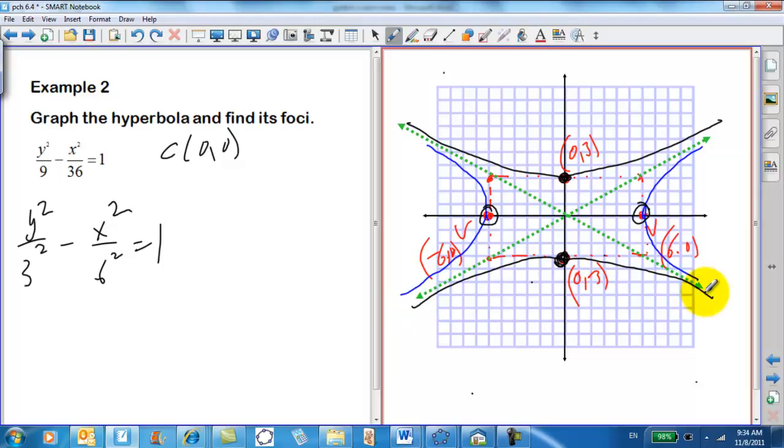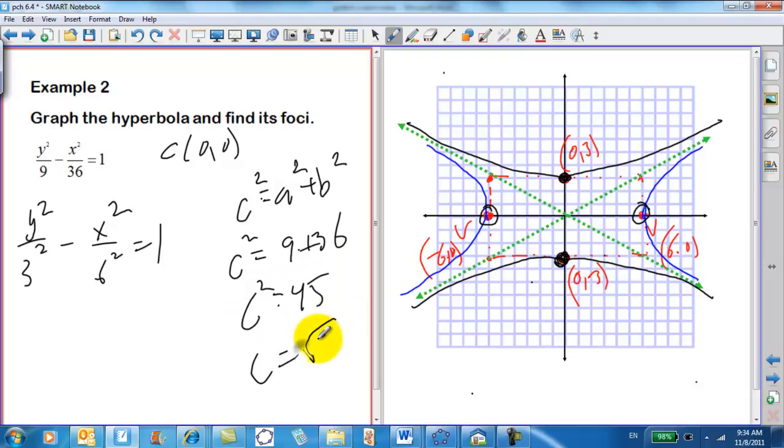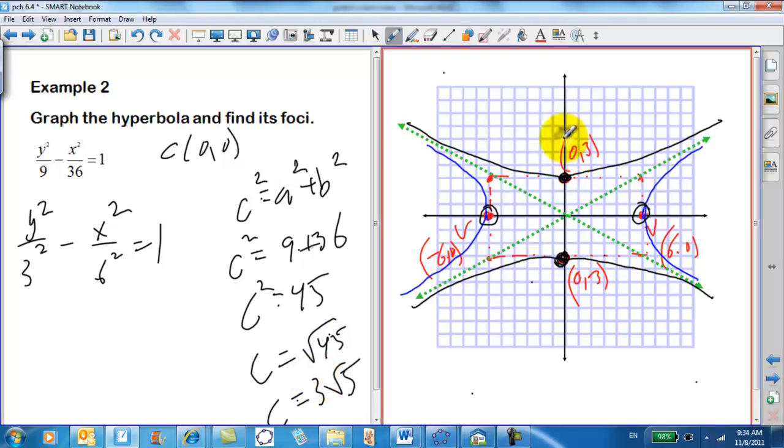And now you can see, where are the foci? That's right, we forgot to do the foci on both of these. C squared equals a squared plus b squared. So c squared equals 9 and 36, which is 45. And c is the square root of 45, or 3 square roots of 5. Puts you right around 6 something. So the foci, 1, 2, 3, 4, 5, 6 up here, and down 6, 1, 2, 3, 4, 5, 6 and a half or so.